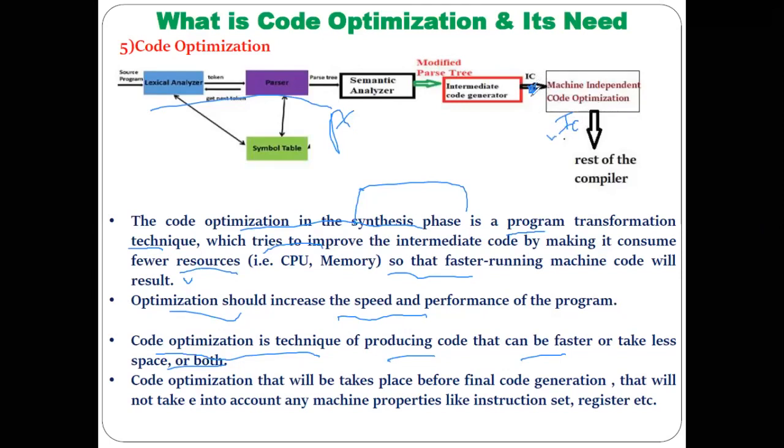This intermediate code will be the unoptimized one, but this intermediate code will be the optimized intermediate code, because on this intermediate code we are going to make some modifications and changes, and then we are going to get this new code, which will be the optimized intermediate code.